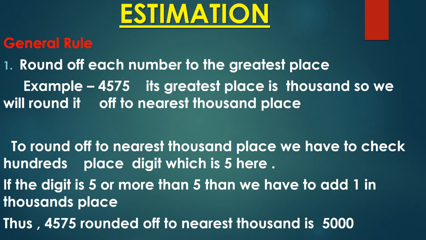And when we have to round off to the nearest 1000 place, we will check the 100 place digit, and its 100 place digit is 5 here. So what is the rule then? If the digit is 5 or more than 5, then we will add 1 in the thousand place. So here is 5, that means we will add 1 at the thousand place and the rest of the digits will be 0. So 4 will become 5. 4 plus 1 is 5 and the rest of the digits are 0. So 4575 rounded off to the nearest thousand is 5000.